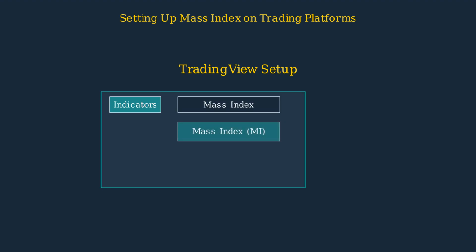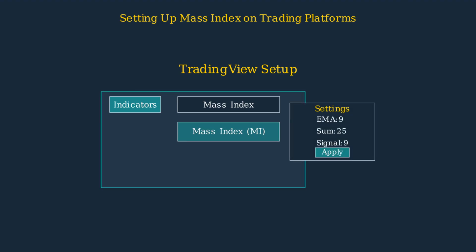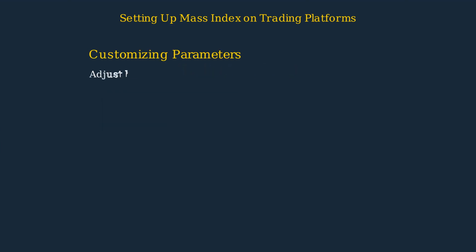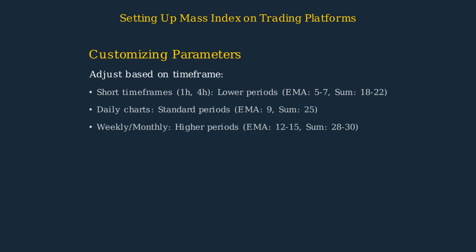First, click on the Indicators button in the top toolbar. Then search for Mass Index in the search box. After finding Mass Index, click on it to add to your chart. A settings panel will appear where you can adjust the parameters. These parameters can be adjusted based on the time frame being analyzed and your specific strategy requirements.